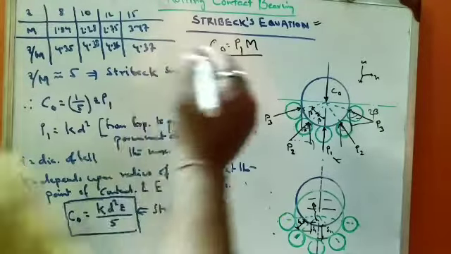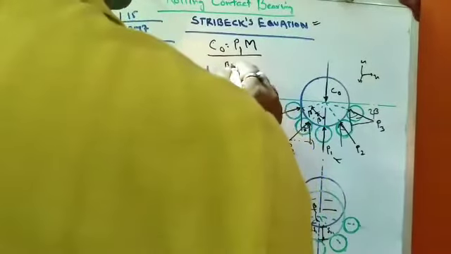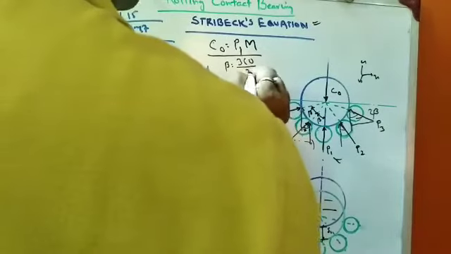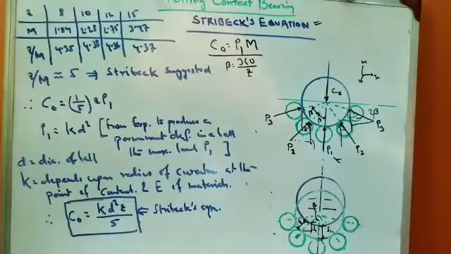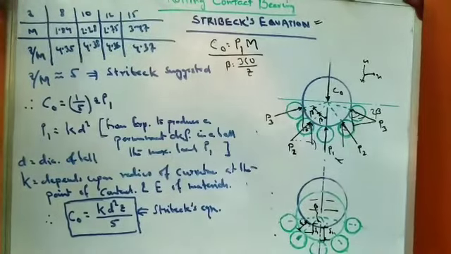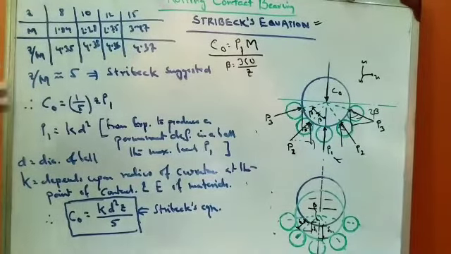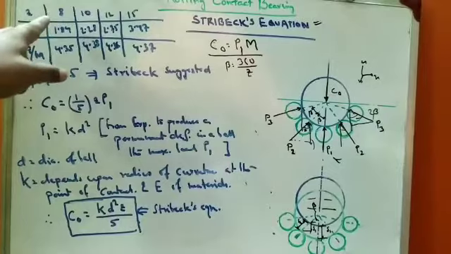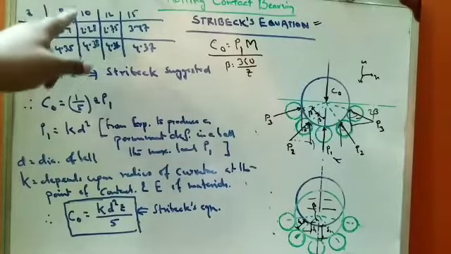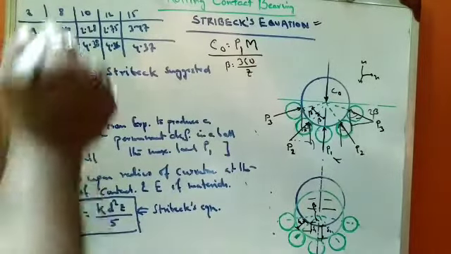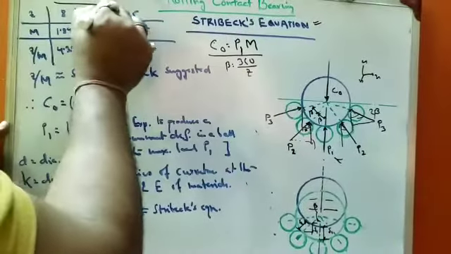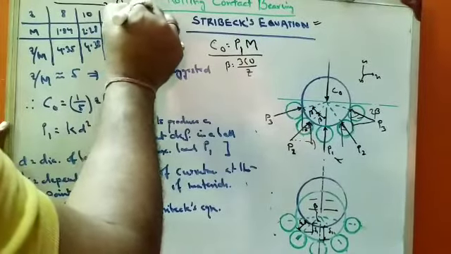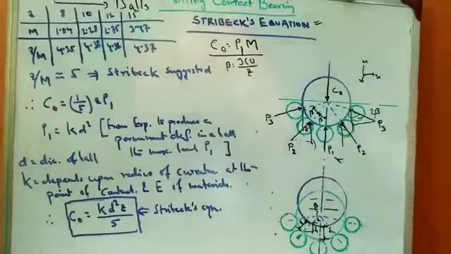We know that beta is equal to 360 degrees by z, where z is the number of balls, as we have discussed previously. Now we take various values of z in this column, and along this row we take various numbers of balls: 8, 10, 12 and 15. This is the number of balls we have taken.